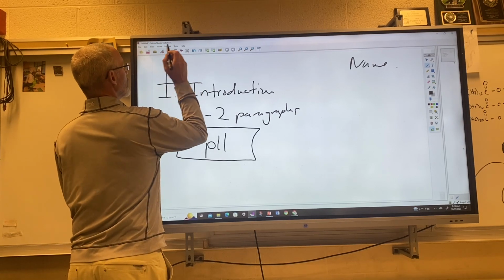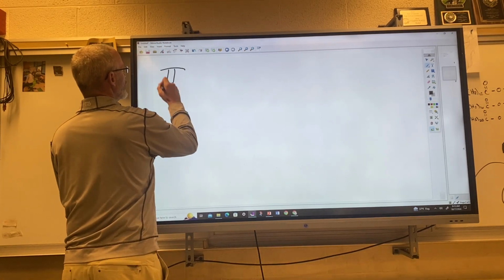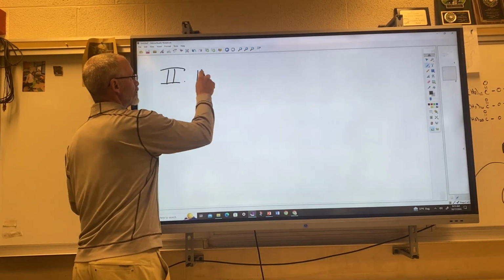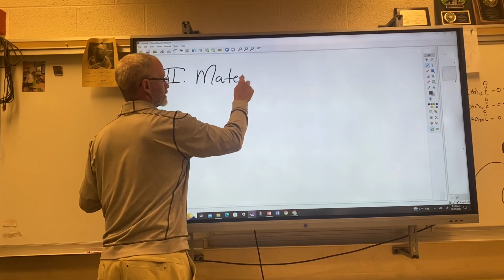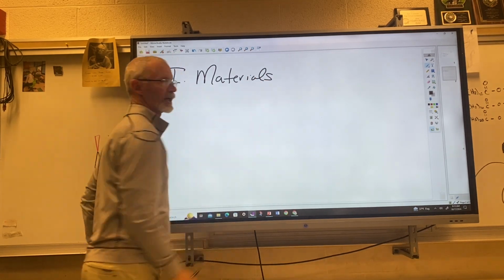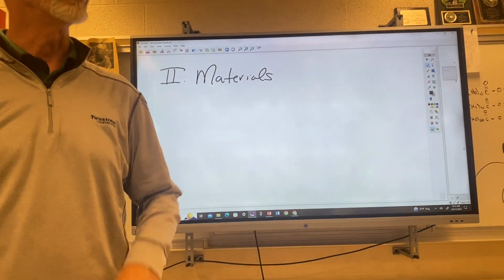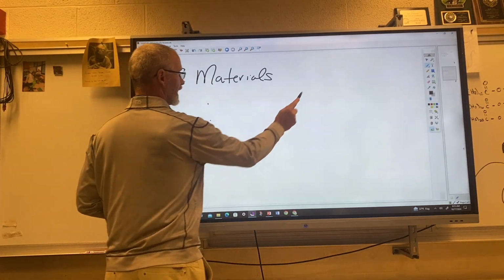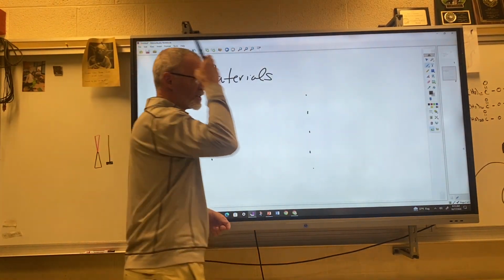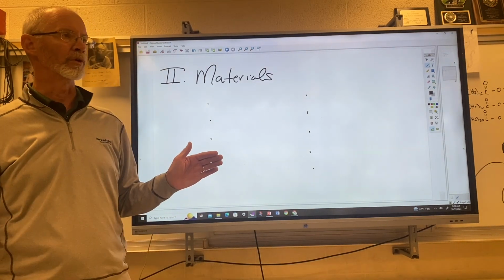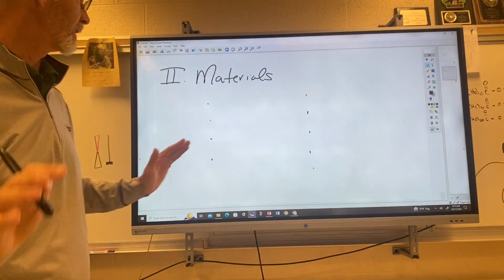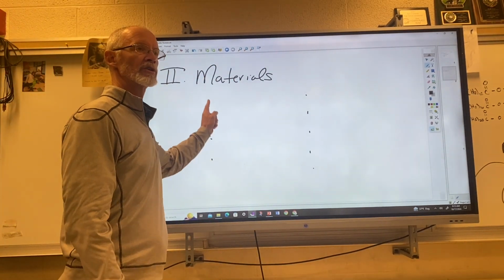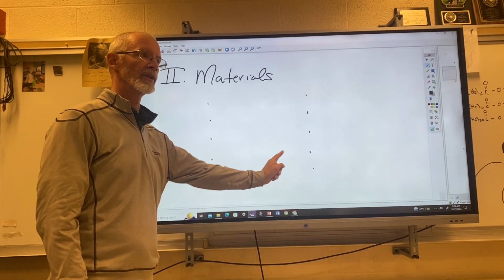Roman numeral 2. This is the materials section. You guys know all of the rules. You got to have 2 columns. You got to have an indicator. If you use a table, make sure you get rid of the lines before you turn it in. Right-click, format, get the lines out of there. If you have an extra one, it goes on the left, not on the right.